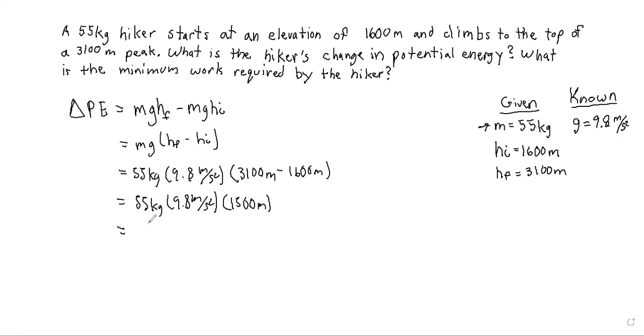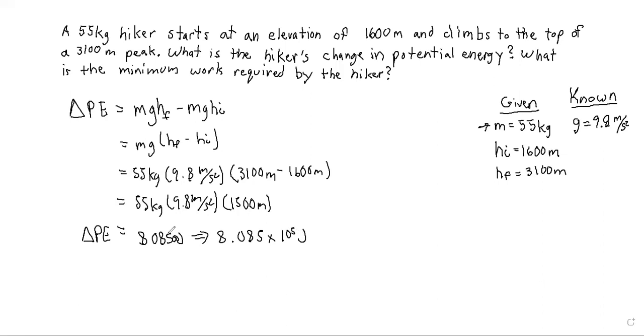Now we multiply that out, and we get an answer for our change in potential energy equals 8,085 joules. We can rewrite this in scientific notation as 8.085 times 10 to the fifth. We've got a couple of zeros here, 1, 2. So 10 to the fifth joules.